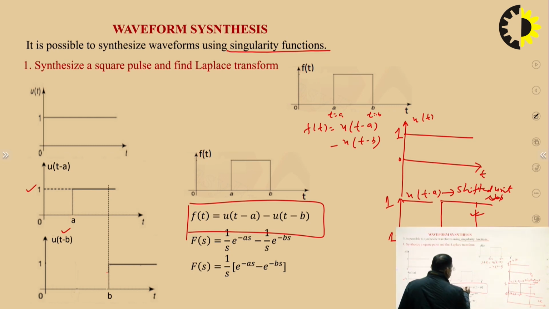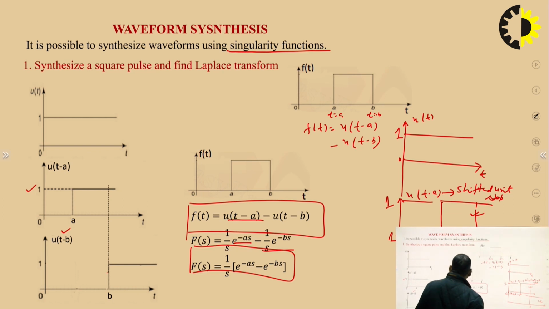The Laplace transform of u(t) is 1 by s. If it is shifted, it will be e to the power minus as by s, and e to the power minus bs by s, and this is the Laplace transform of this wave.